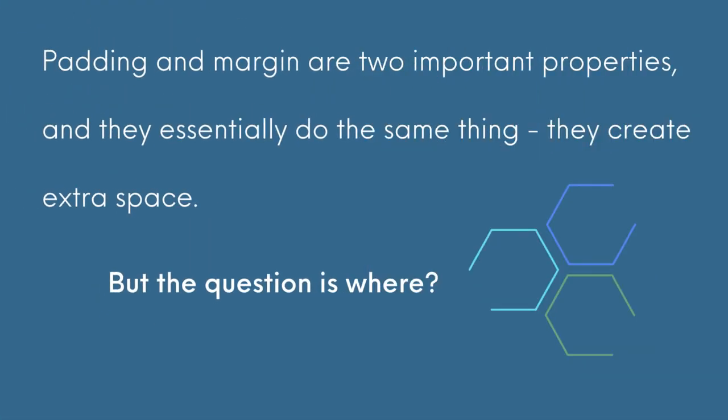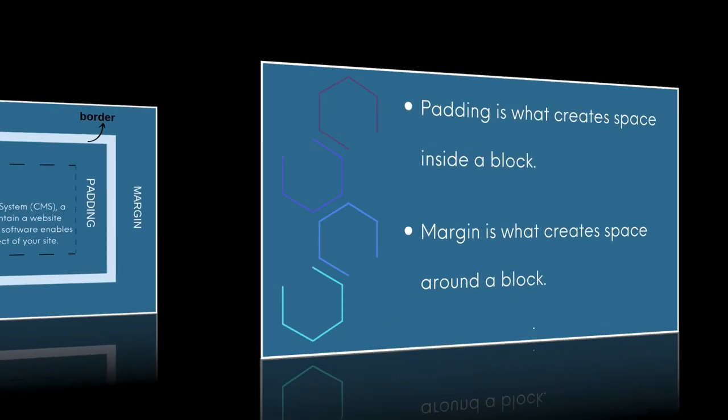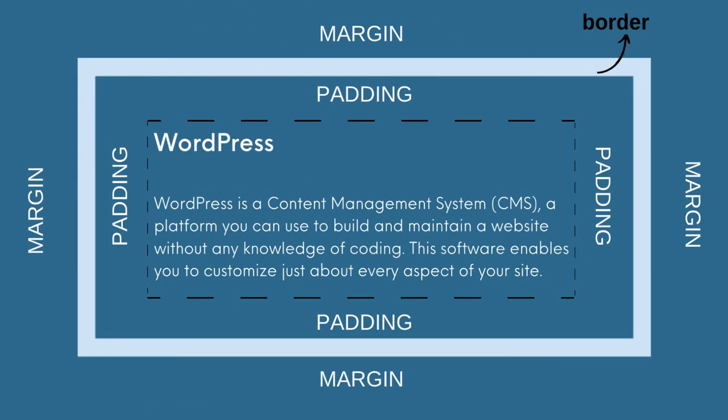Padding and margin are two important properties, and they essentially do the same thing. They create extra space. But the question is, where? Well, padding is what creates space inside a block, and margin is what creates space around a block. Hopefully, this visual depiction will make it more clear.